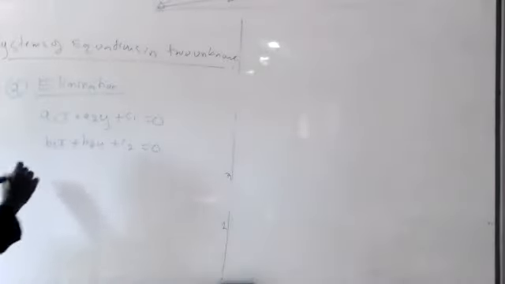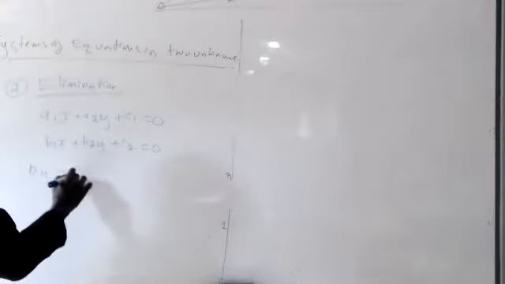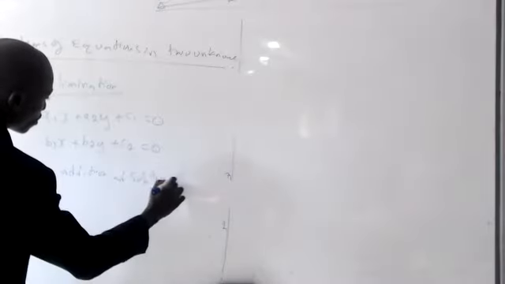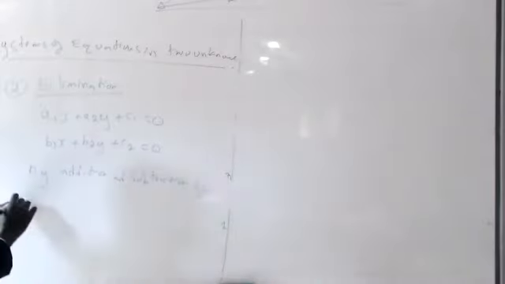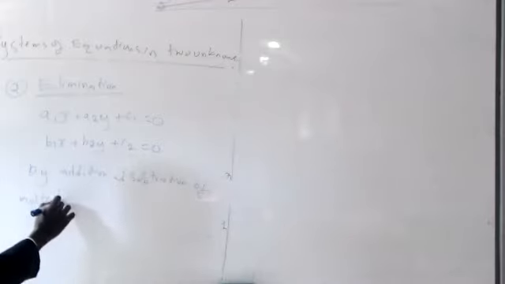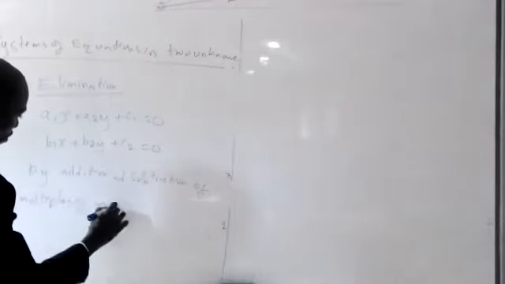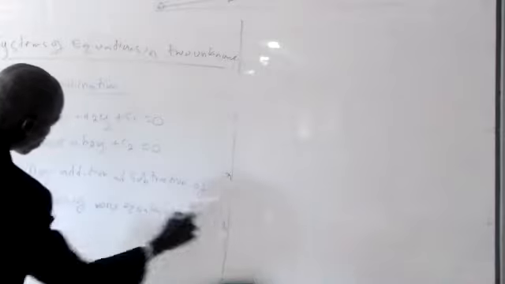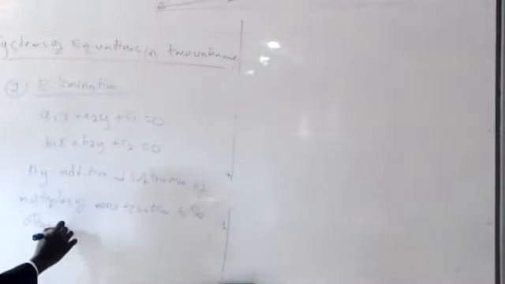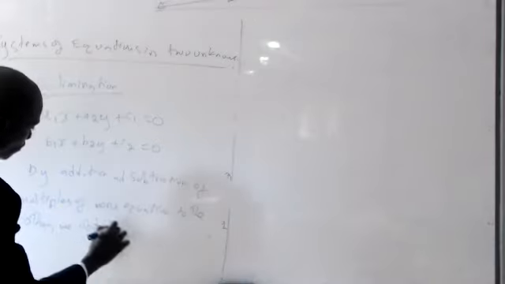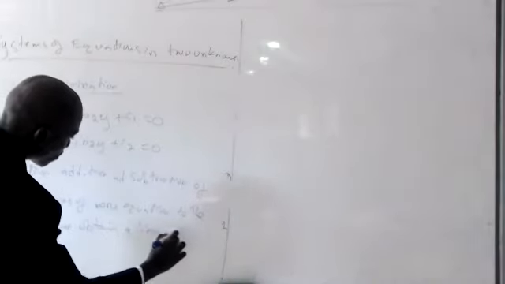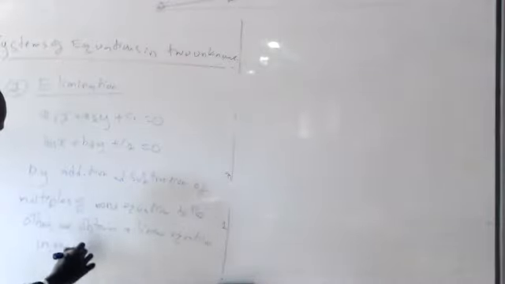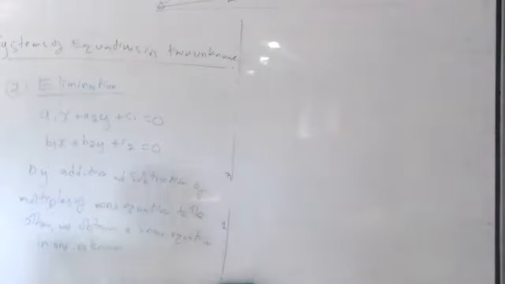And you eliminate by addition and subtraction of multiples of one equation to the other, we obtain a linear equation in one unknown, and this is very easy to solve.